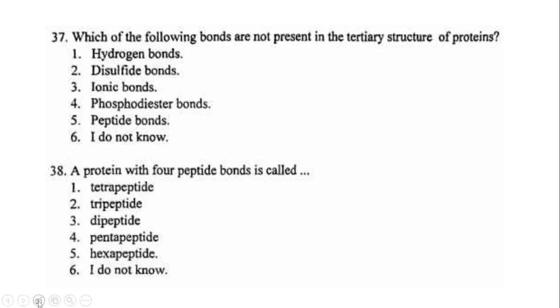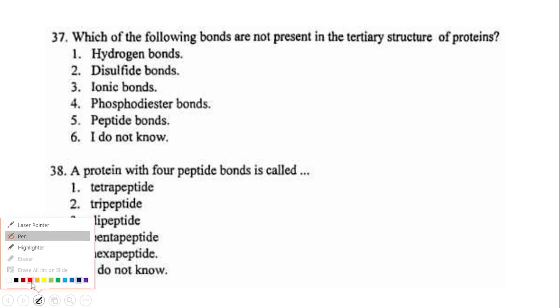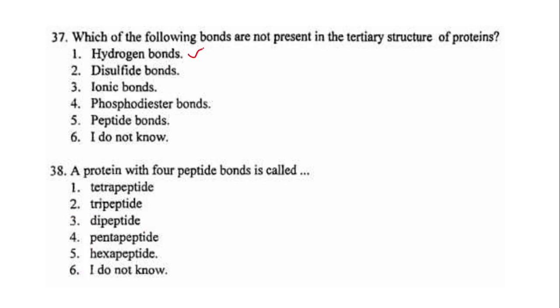Okay, the first thing you need to tick is the hydrogen bond. It's there. Disulfide, it is there. Ionic is there. Peptide bond is there. The one which is not there is the phosphodiester bond. You find them in the nucleic acids. So these bonds are not found in the tertiary structure of a protein.